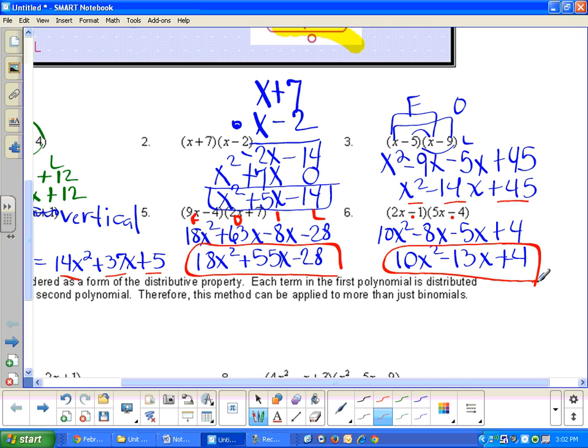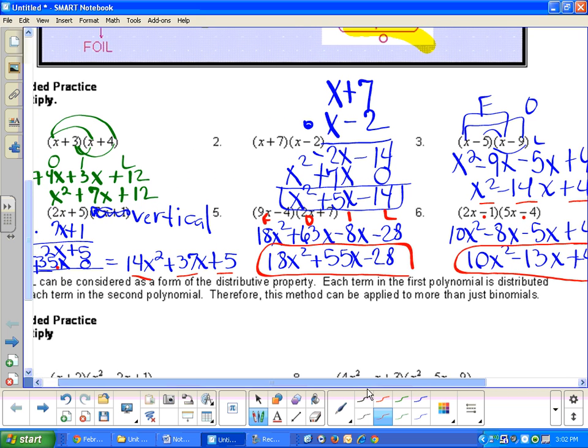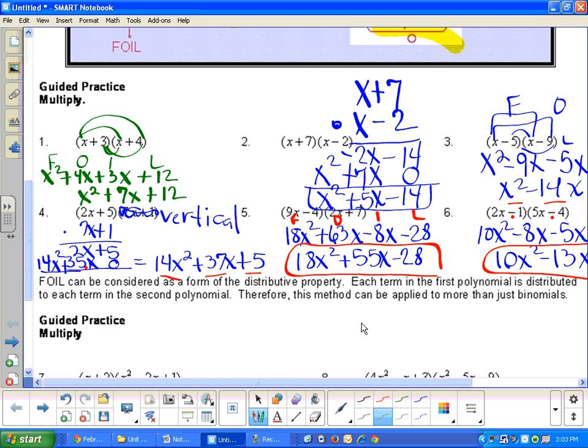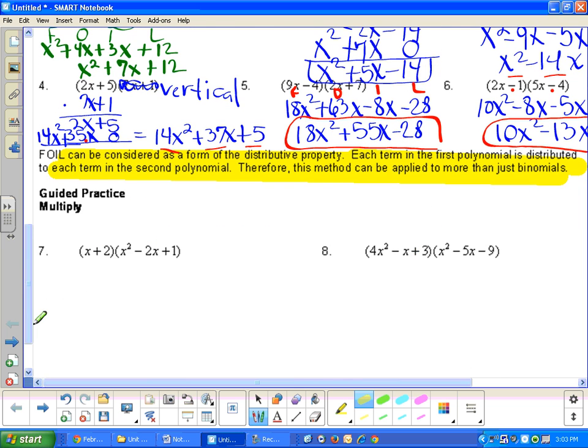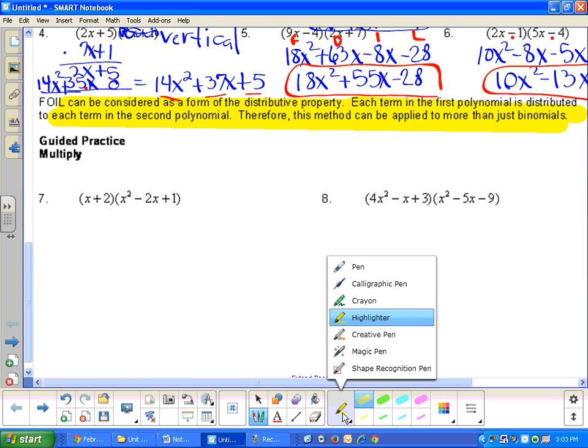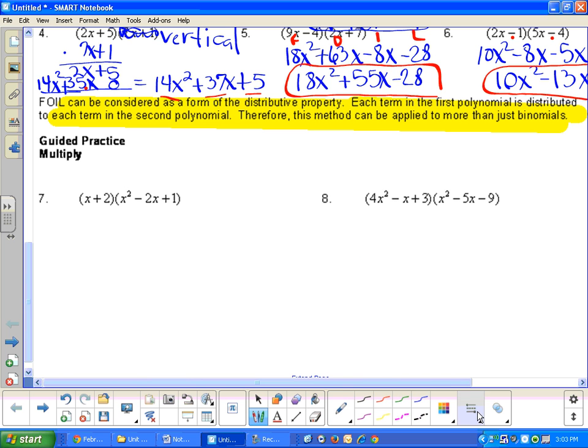That's your final answer. Notice how all of your answers look in the form of what you should come up with. The FOIL method can be considered a distributive property. Each term in the first polynomial is distributed to each term in the second. Therefore, it can be applied to other problems as well using the distributive property. These are the problems that I think are most beneficial to use the vertical method with. You can go with distributive property, multiplying each of these. If we do it with the vertical method, I think it's more clear. You use either way that you choose.